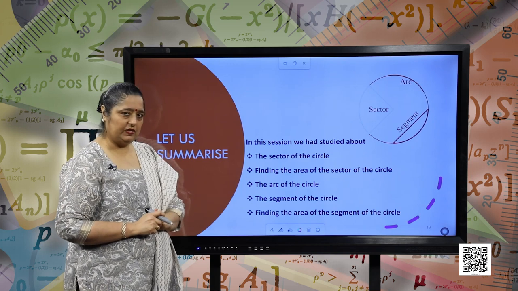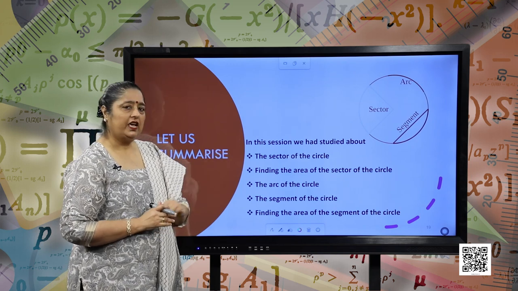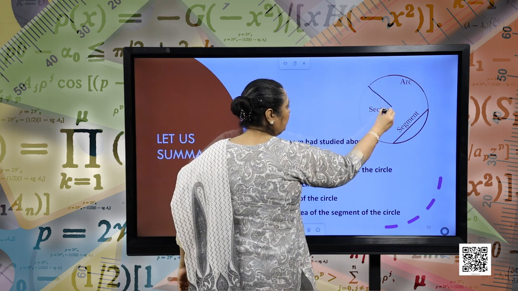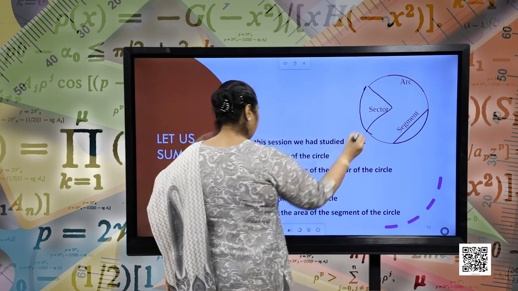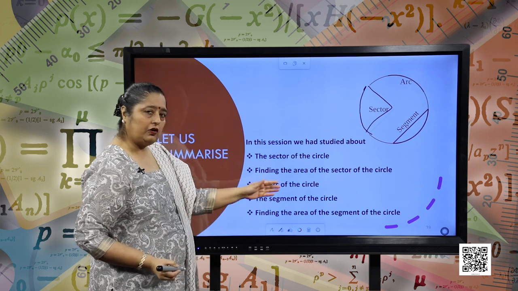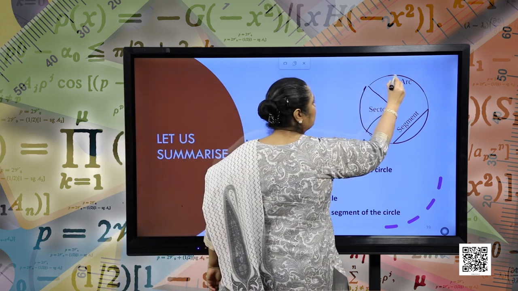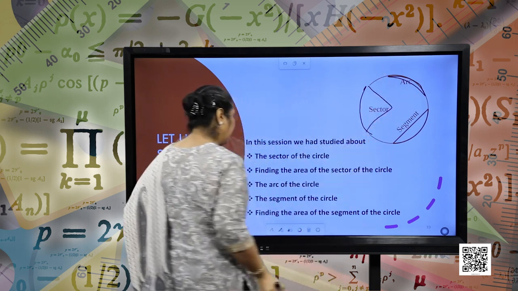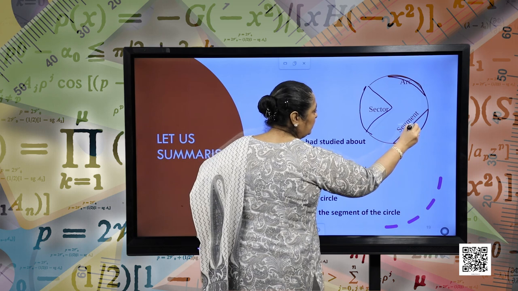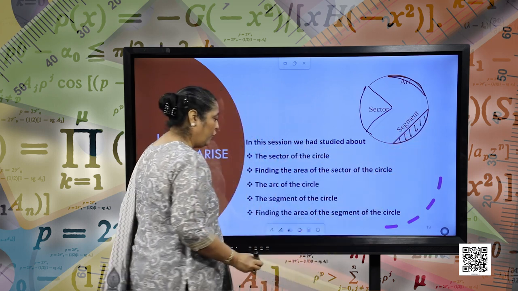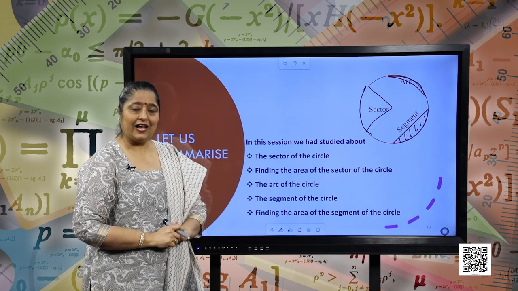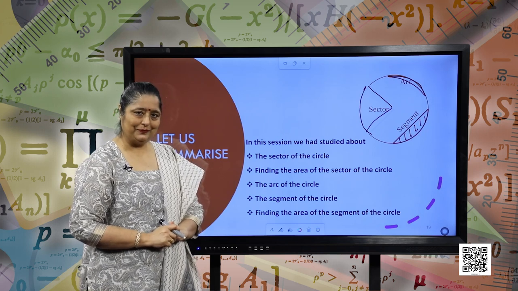Let us summarize the whole session. In this session, we have studied about the sector of the circle. This is the sector of the circle. Finding the area of the sector of the circle, the arc of the circle, this is the arc of the circle. Then the segment of the circle, this is the segment of the circle. Also, we have found the area of the segment of the circle. I hope all the concepts are clear to you. Thank you.